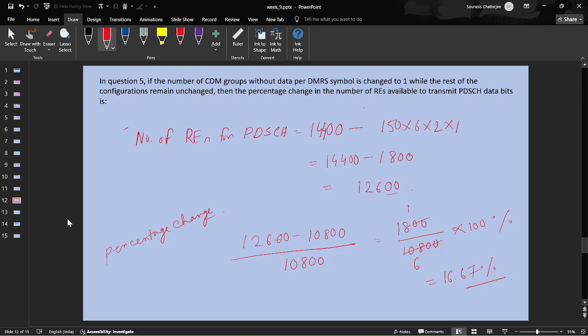Because here it is saying the CDM groups could be 1. But if assignment line number 5 is not given, then we have to assume it is 2 or it is 1? By default it should be 2 only. It means if the number of CDM groups is not given in the question, we have to assume 2, because it is type 1 single symbol.